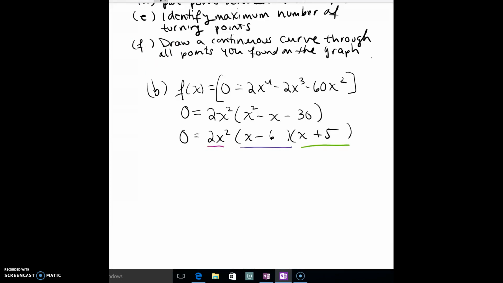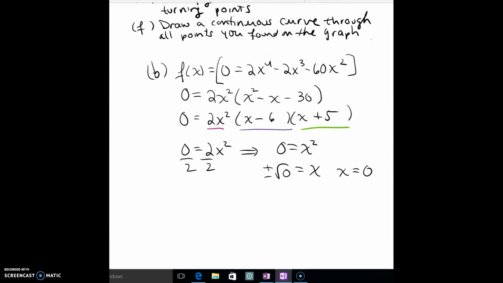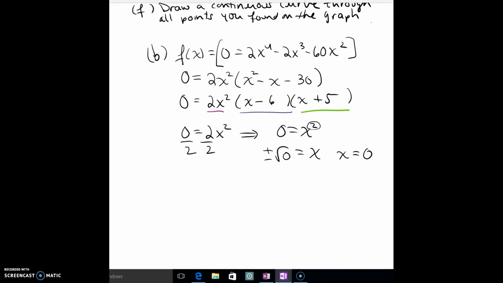So let's take a look at the first one. We have 0 is equal to 2x squared. We're going to divide both sides by 2. And that gives us 0 is equal to x squared. Take plus or minus the square root of both sides. We get plus or minus the square root of 0 is equal to x, which means that x is equal to 0. Now keep in mind, this 2 over here tells us that we have a 0 of multiplicity 2. So we're going to talk more about that in sections to come. But for one solution here, we have x equals 0 with multiplicity 2.